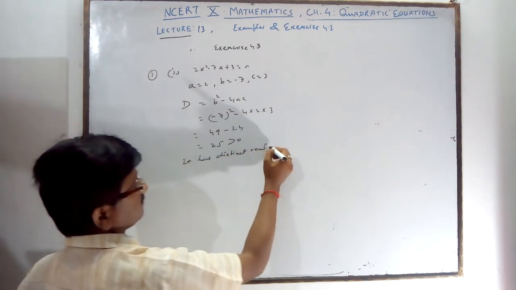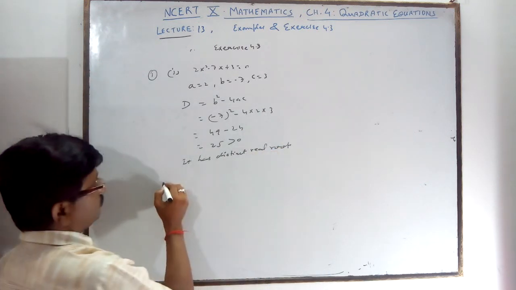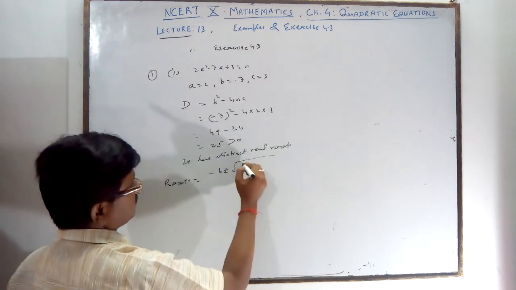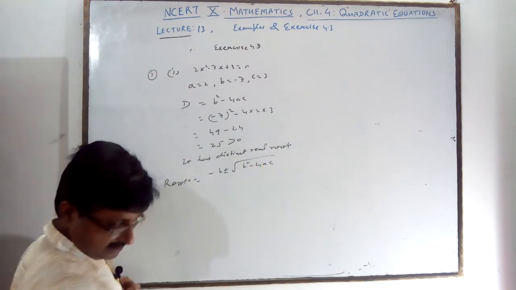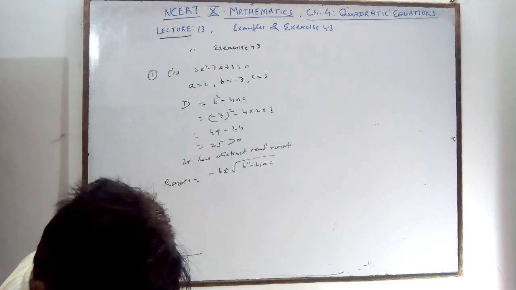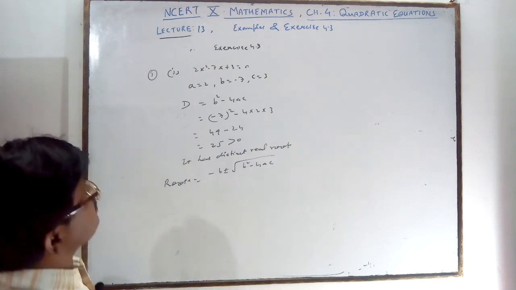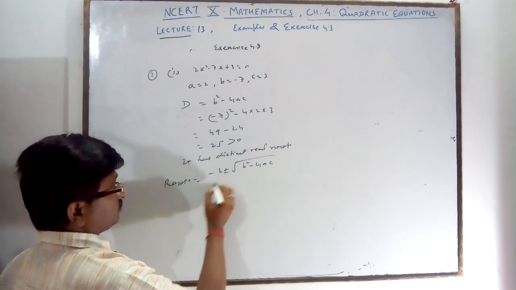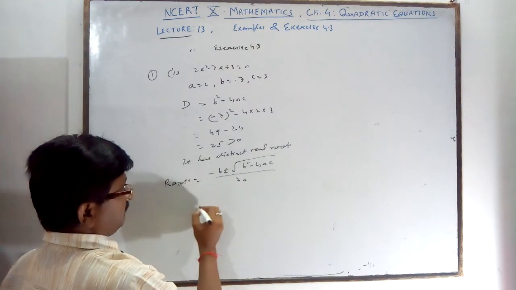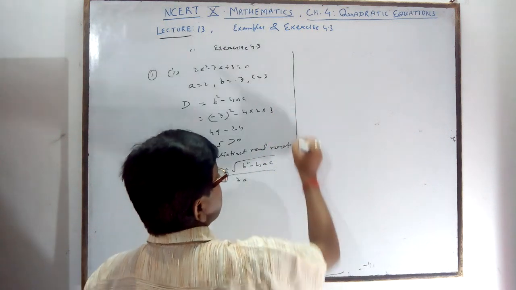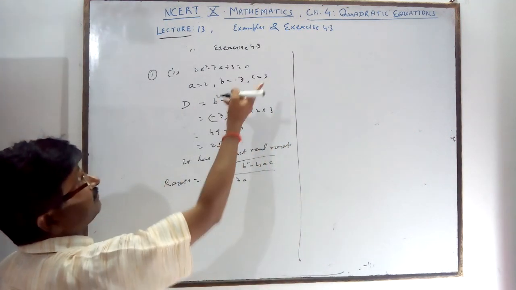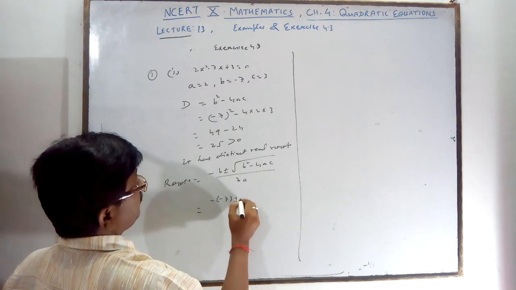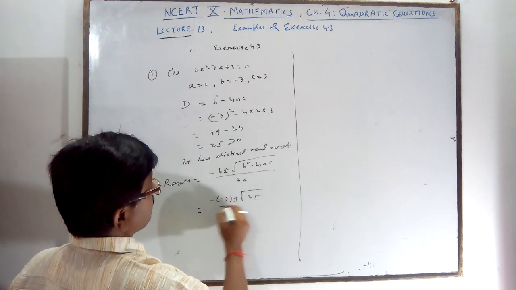You write these things. So what are the roots? Minus b plus minus root of b square minus 4ac, by 2a. The question says to use the completing square method, but I am solving by the quadratic formula, and I will solve it by completing the square also. Minus b, that is minus minus 7, plus minus under root 25, by 2a.